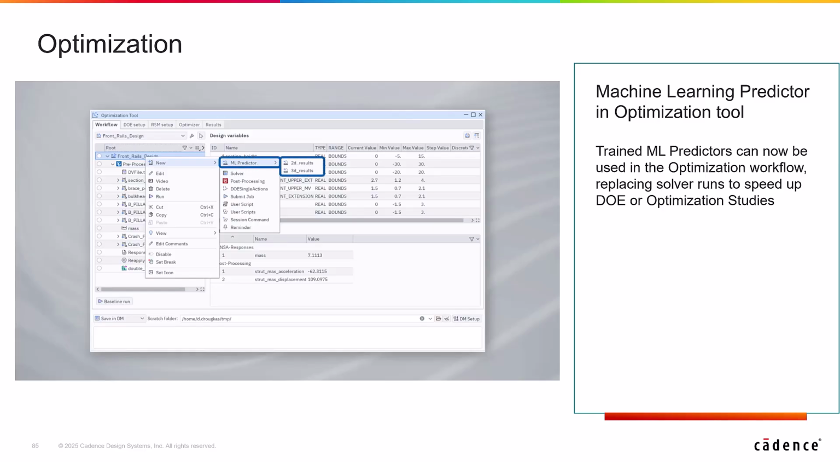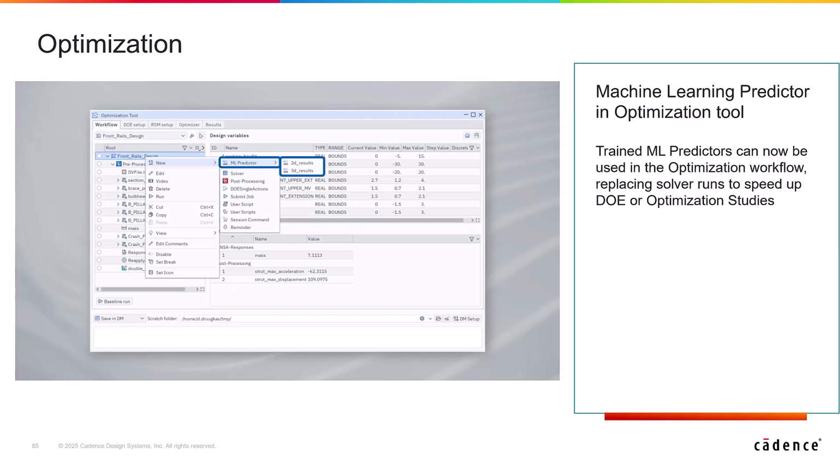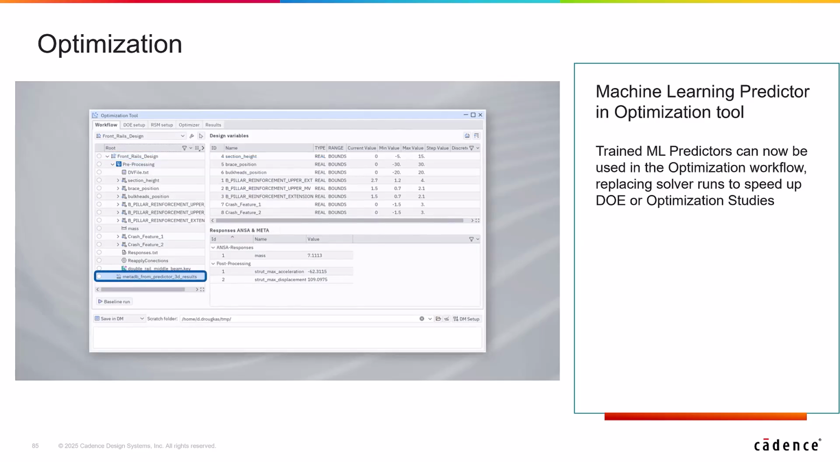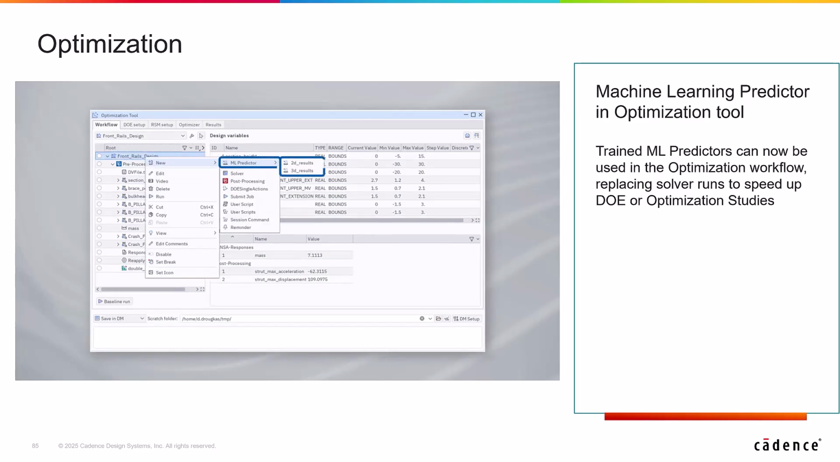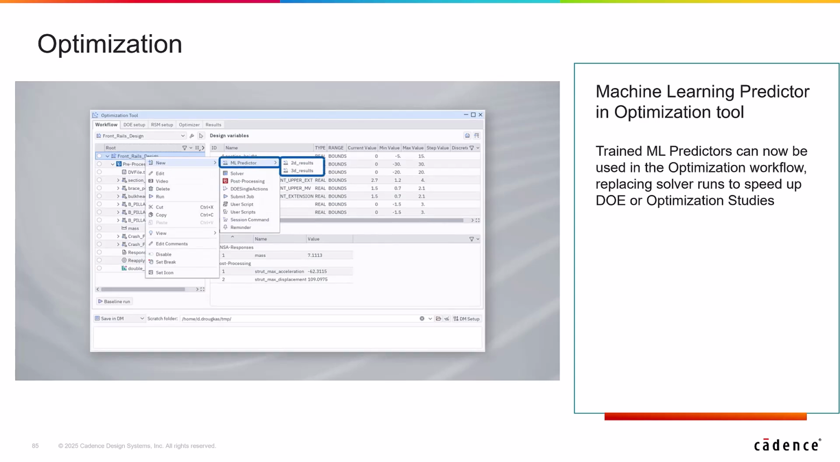ML predictors trained on 2D curve and 3D full field results can now be employed as task items of an optimization workflow. This means that we can use them instead of solvers in an optimization study, perform our own post-processing on the results, and get to the predicted optimum much faster.